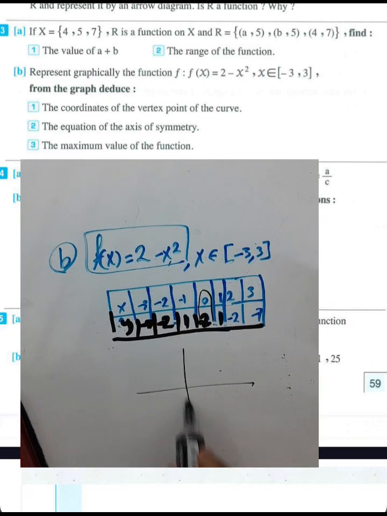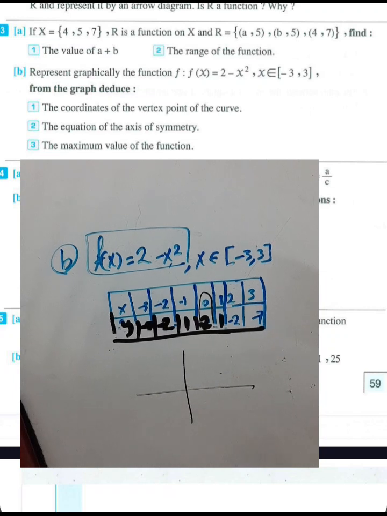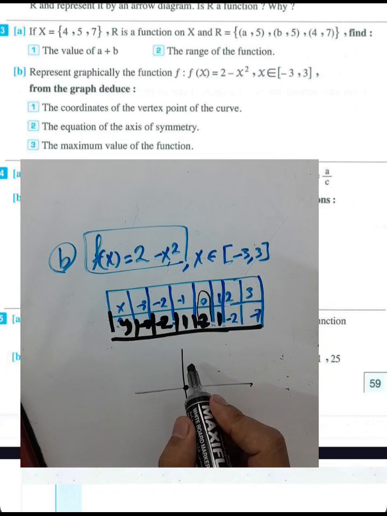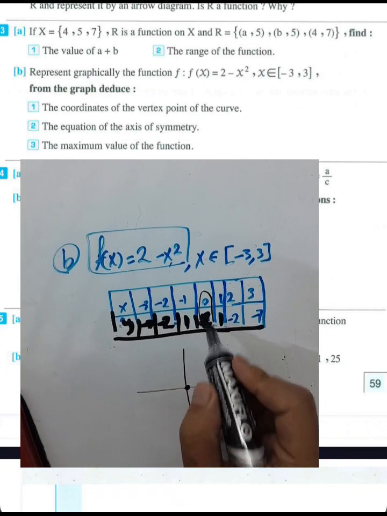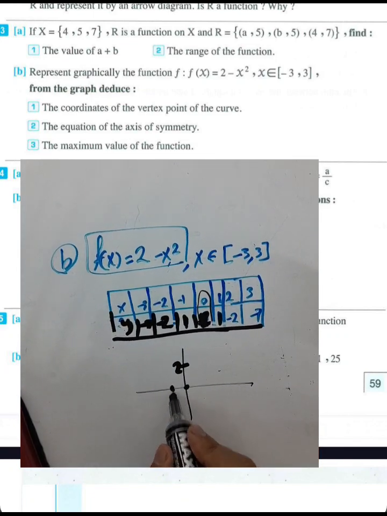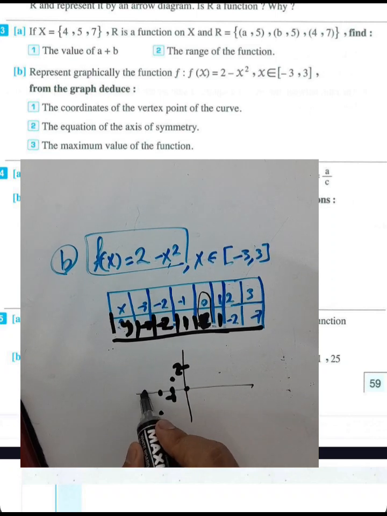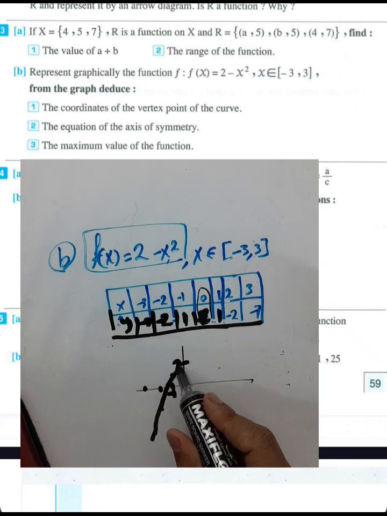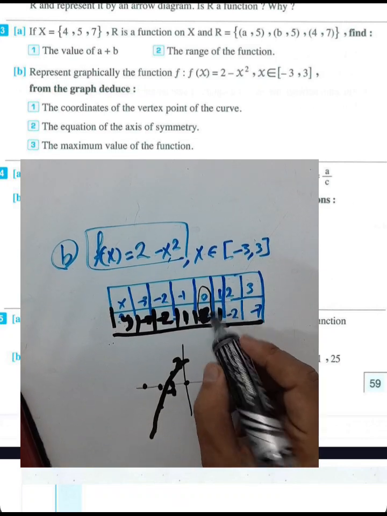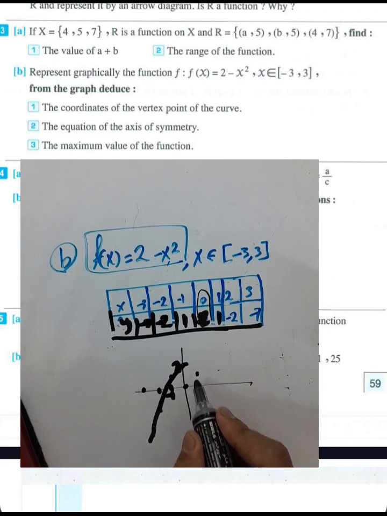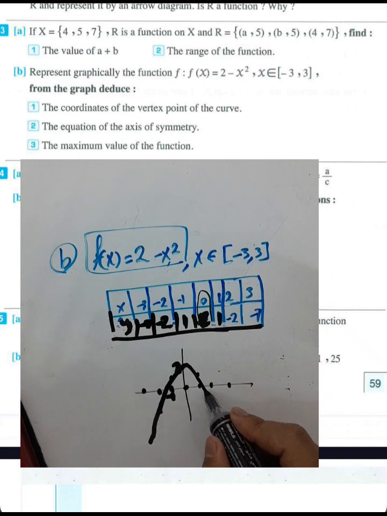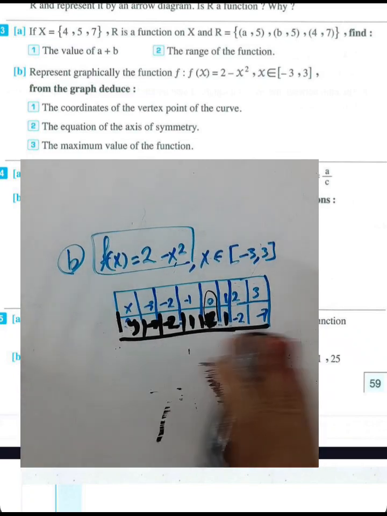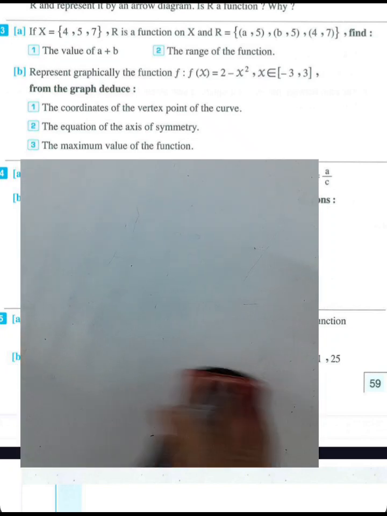And then draw here. 0 gives 2, okay. 0 gives 2 here, and negative 1 gives 1. Negative 2 gives negative 2. Negative 3 gives negative 7. And 0 and 2, 1 and 1, 2 and negative 2, 3 and negative 7. It's a curve. You can draw it by yourself in your notebook.